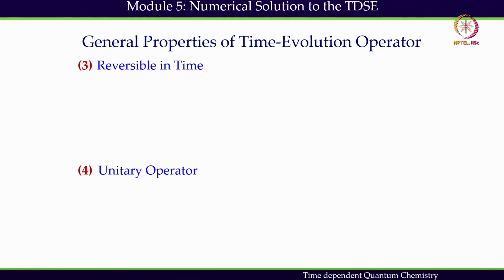The time evolution operator is reversible in time, and this reversibility is a unique property in quantum mechanics. We'll prove how it is reversible. If I consider a delta t time advancement, then that has to be written as e to the power minus iH delta t by h-bar, and if I want to go back in time, then it is going to be minus delta t, and that's going to be e to the power iH delta t by h-bar.